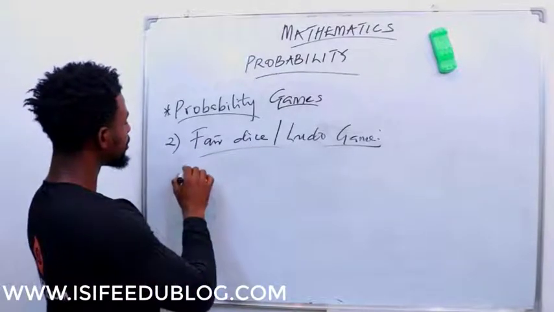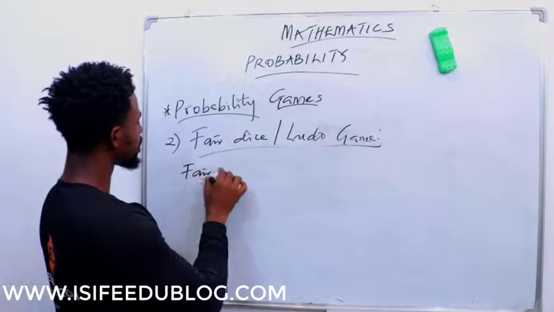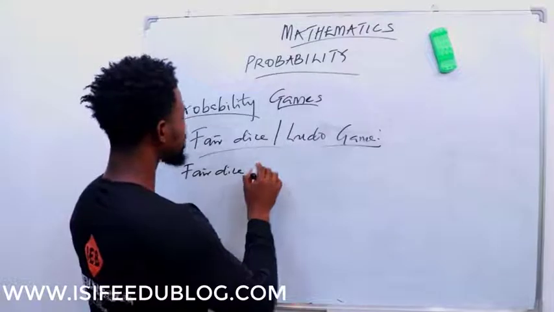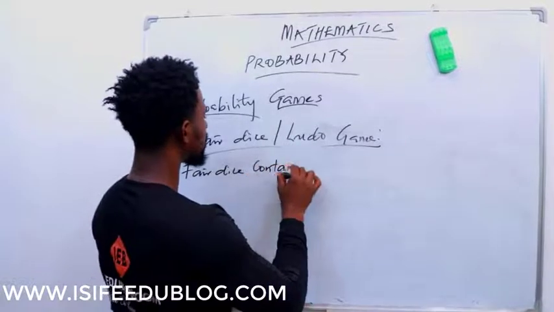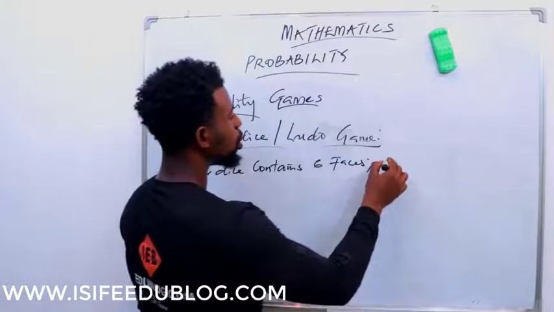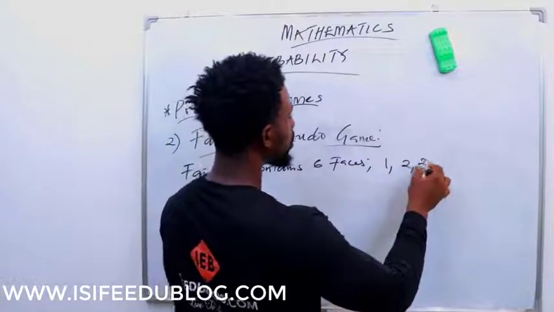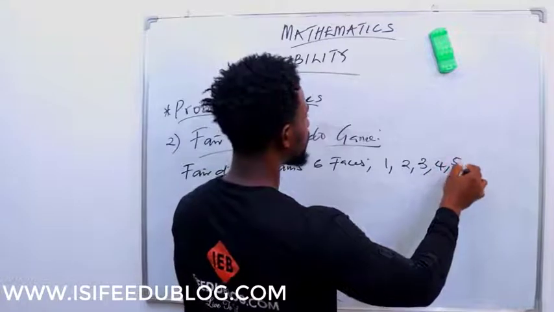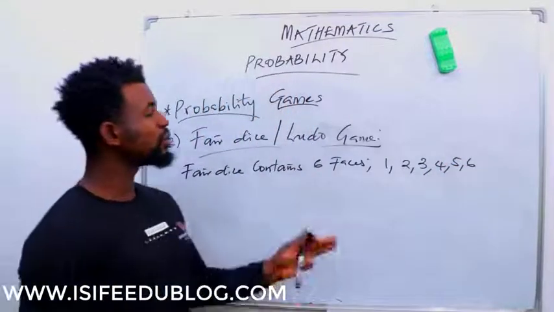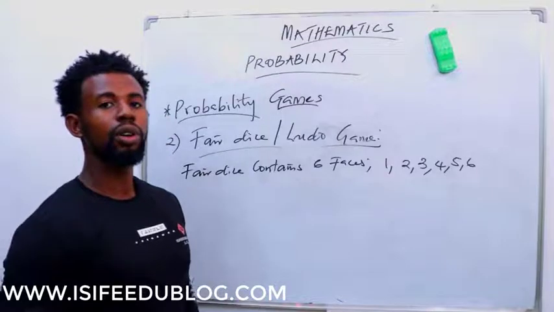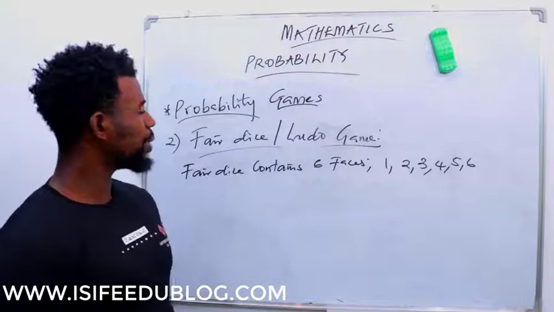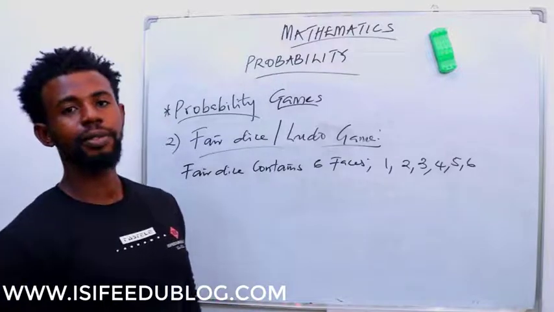So for our fair dice, it is 6 faces, which are 1, 2, 3, 4, 5, 6. So each face is represented using a figure. Each face is represented using what? A figure.